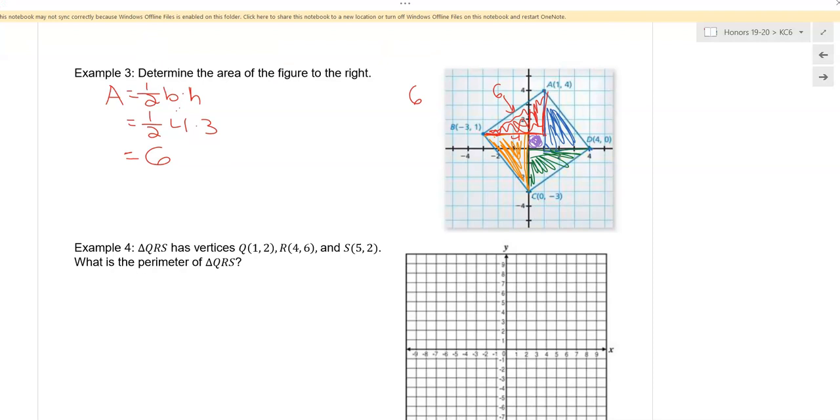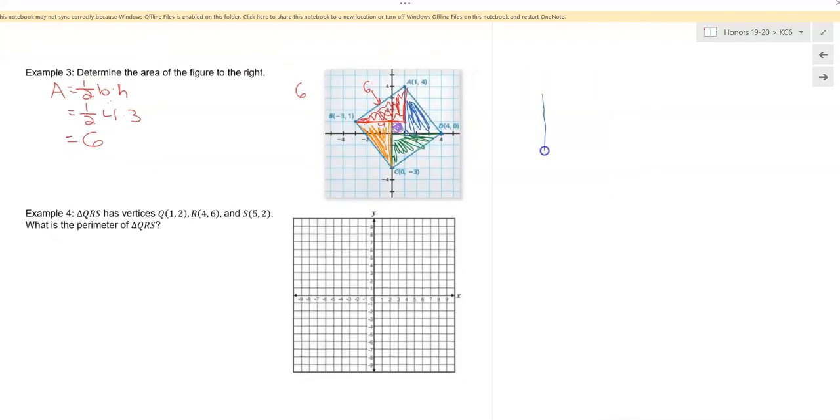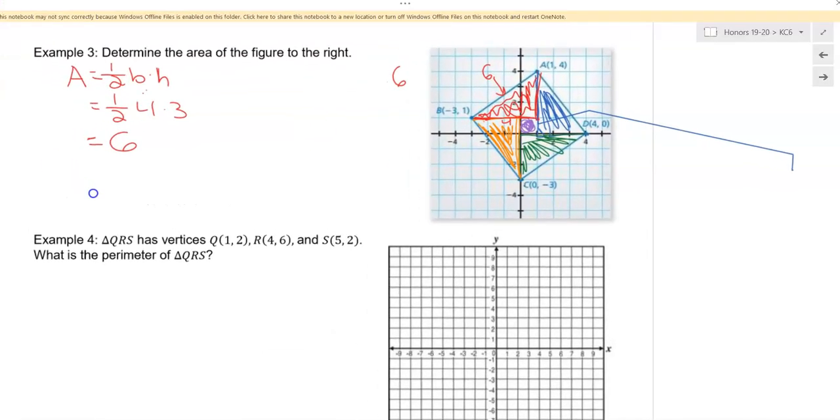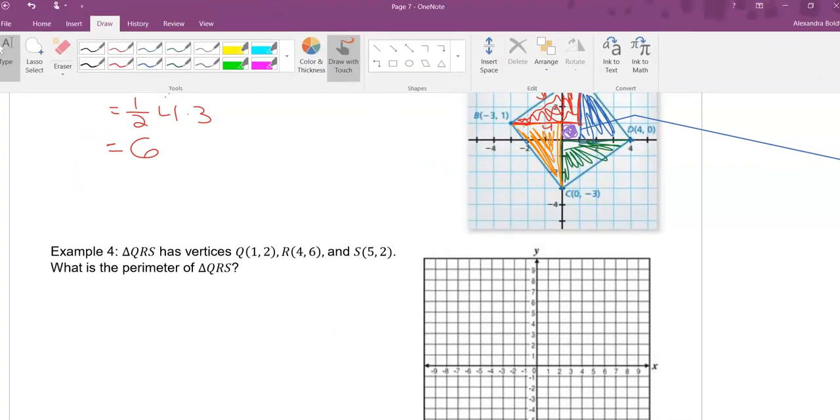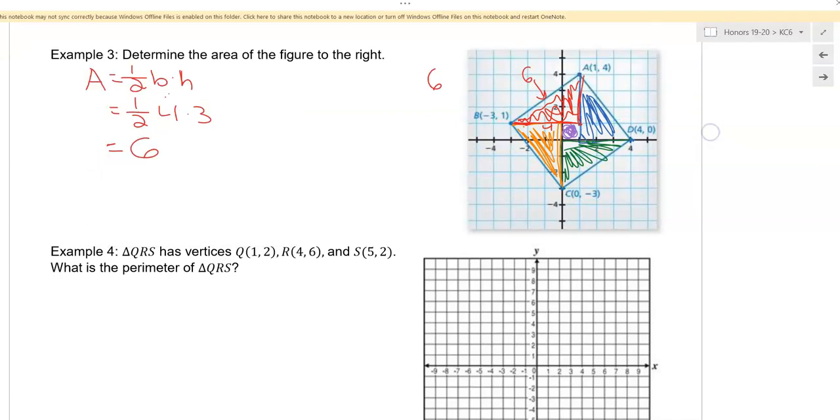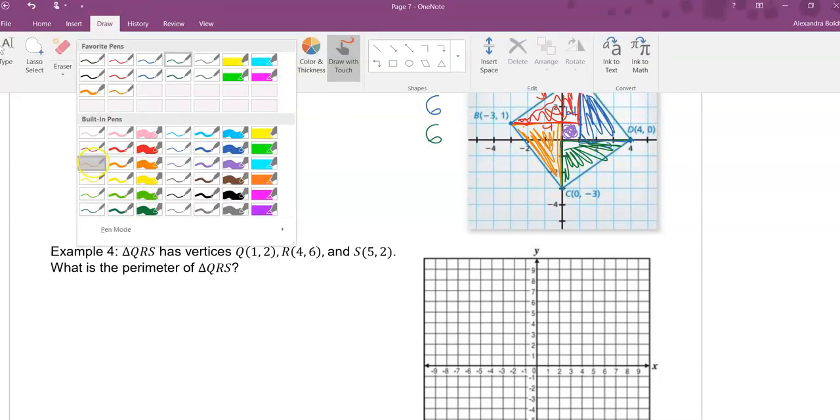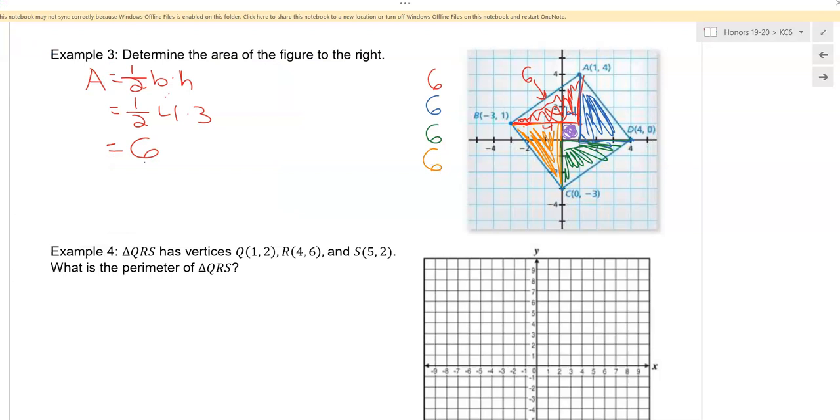Well, if I look at my blue triangle, it's 4 units, and then it's 3 units, just like this triangle. So, therefore, you don't really have to do the math again, right? That's 4, that's 3, it's also going to be 6. Same thing with the green triangle. Same thing with the orange triangle, okay? Save yourself the work.